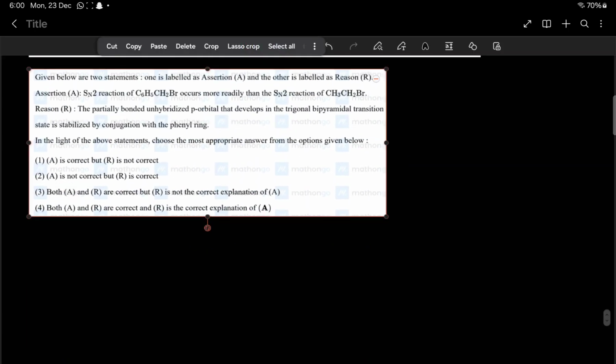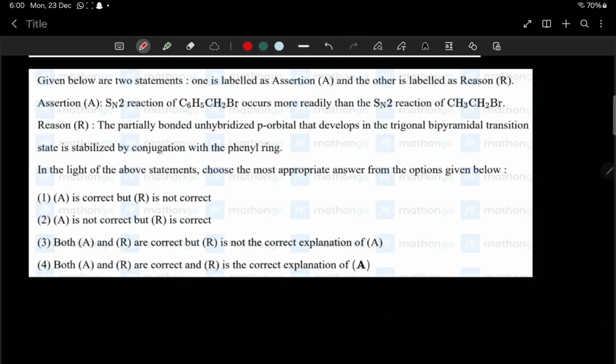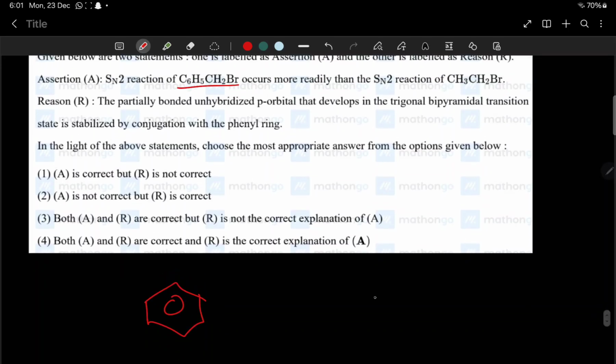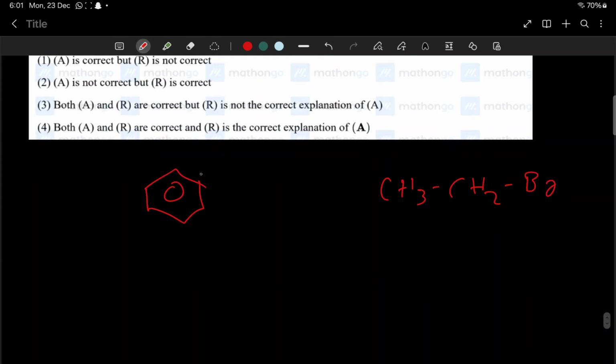Now next one. Next question is here. It's an assertion-reason question. SN2 reaction of C6H5CH2Br occurs more readily than SN2 reaction of CH3CH2Br. We'll just check. C6H5 means benzene ring is there. We'll write CH3CH2Br. These are the two compounds given. Look, they are telling that SN2 reaction of this compound happens faster than this compound.